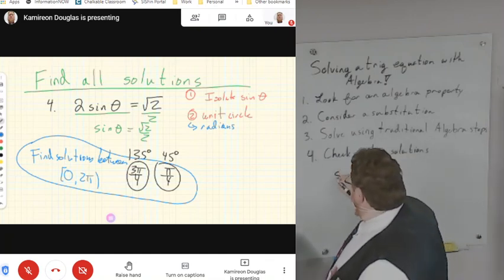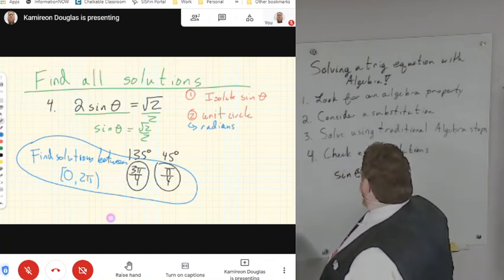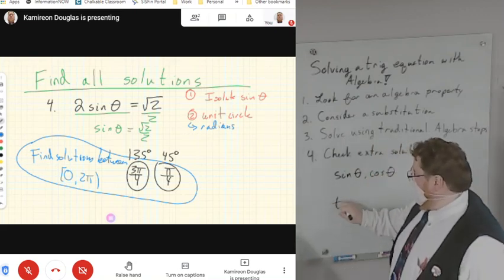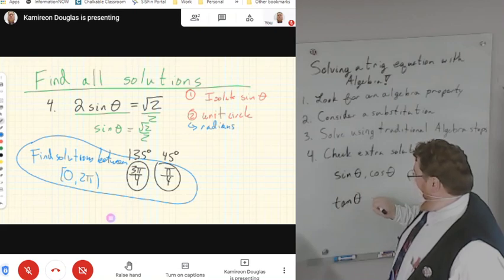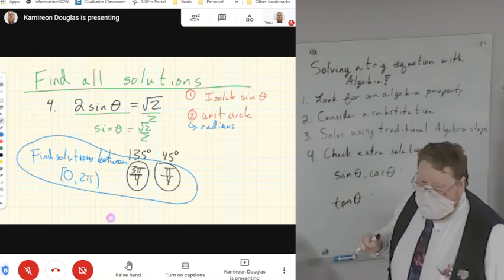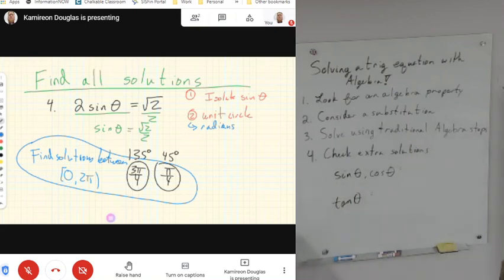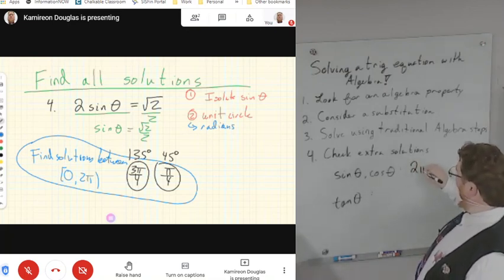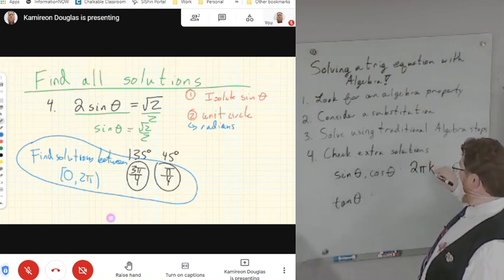Sine and cosine repeat differently than tangent does. In this case, sine and cosine repeat every 2 pi. So every 2 pi, it completes a new cycle, meaning it repeats values that have the same solutions. We refer to that as 2 pi times k.